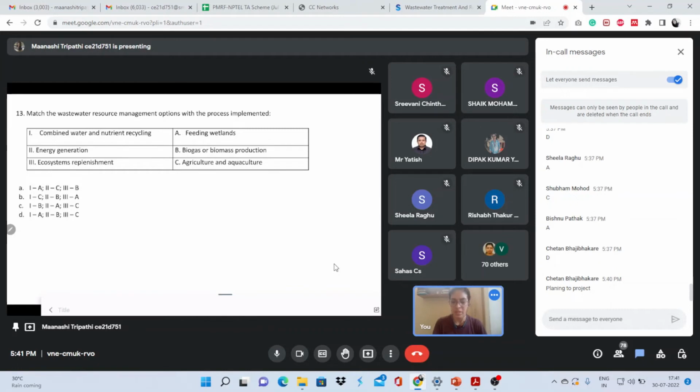So this is a matching type of question. Match the wastewater resources management option with the process implemented. Processes are feeding wetlands, biogas or biomass production, agriculture and aquaculture. So for these processes, what kind of wastewater treatment is required? Please answer this question.